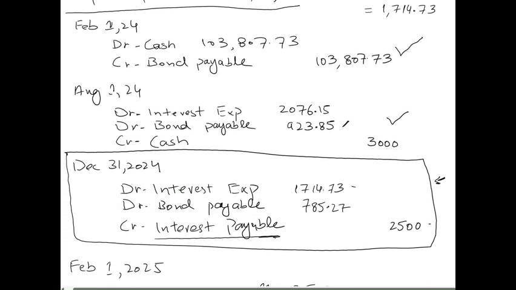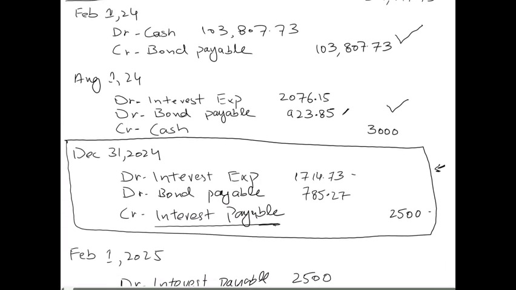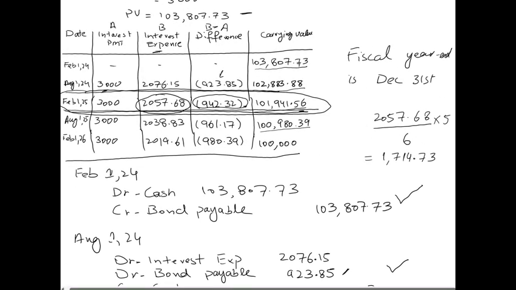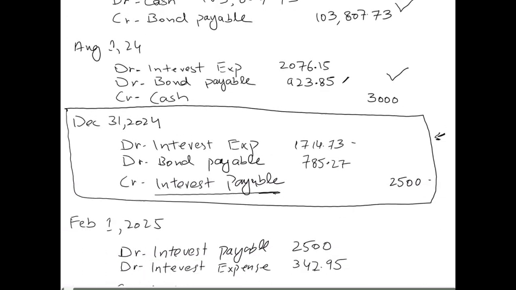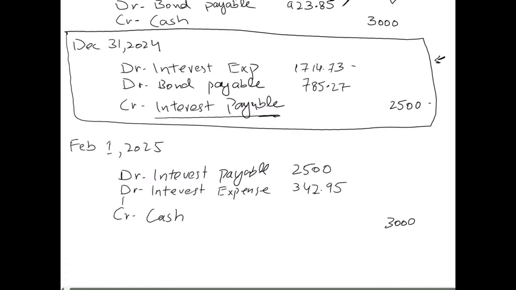And then the remaining 1 month difference to the bond payable. Remember here we took 785.27. This was 5 months amount from 942.32. So the remaining difference goes to debit bond payable, which will be 157.05.